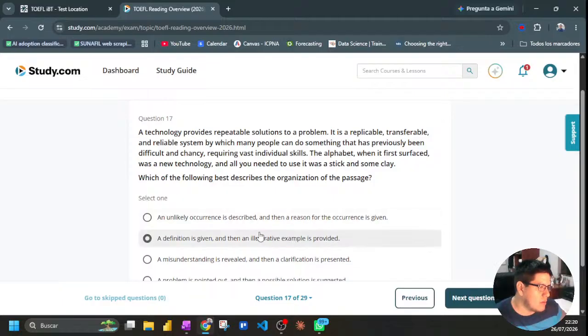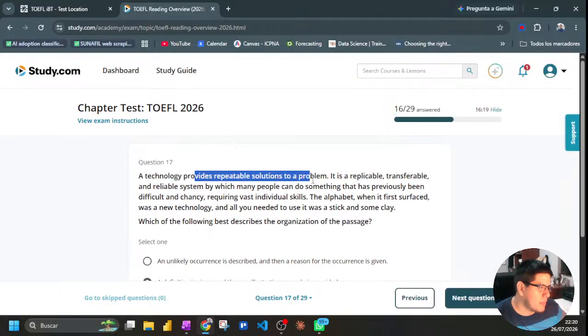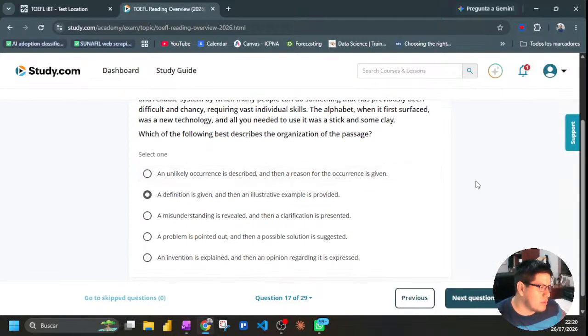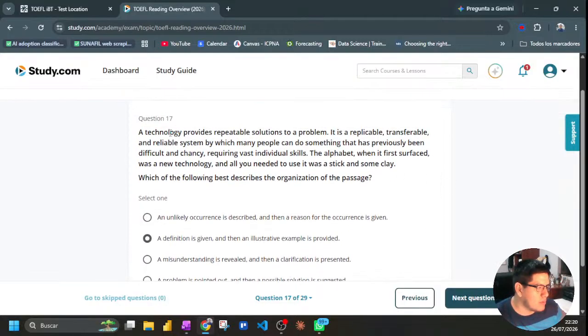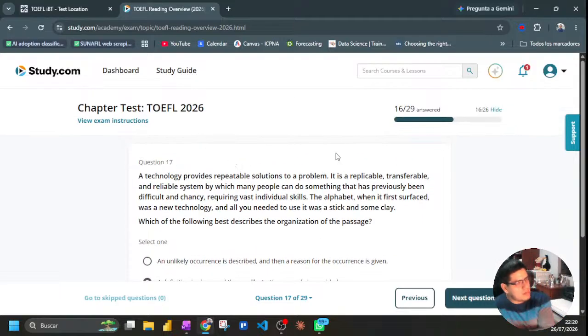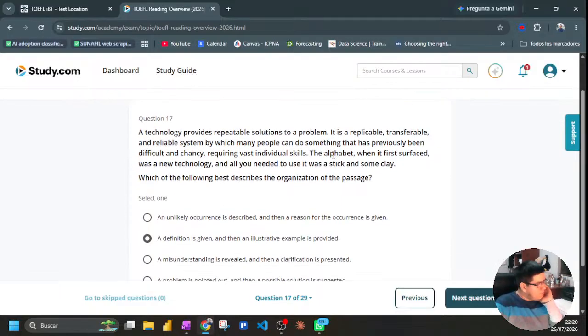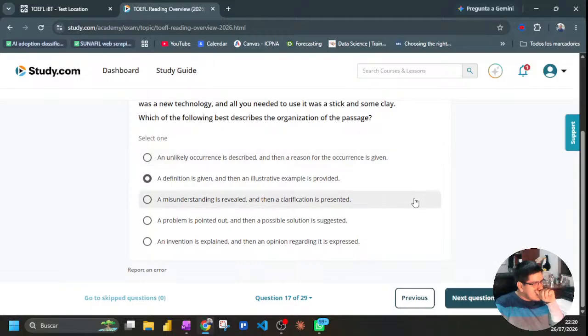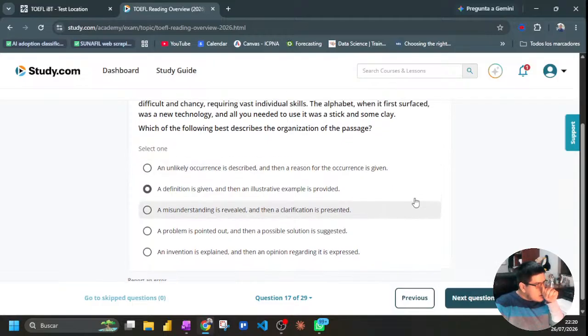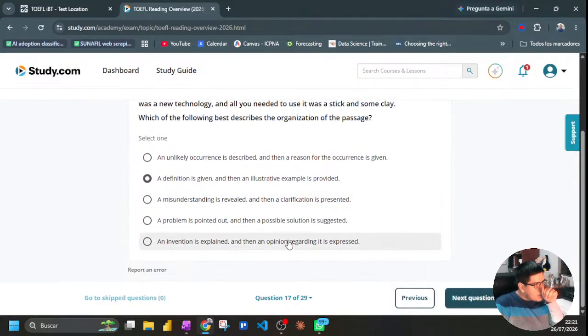I think it's that a definition is given. I don't know if it's a definition, but it's not an invention. Technology provides... it's not an opinion, it's an example.